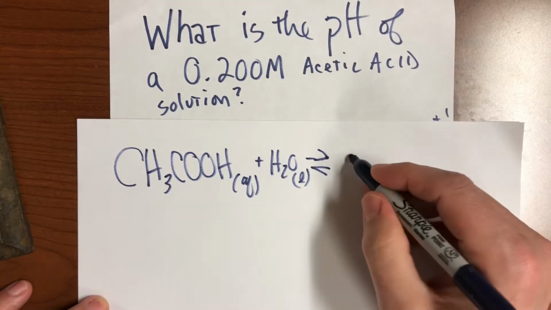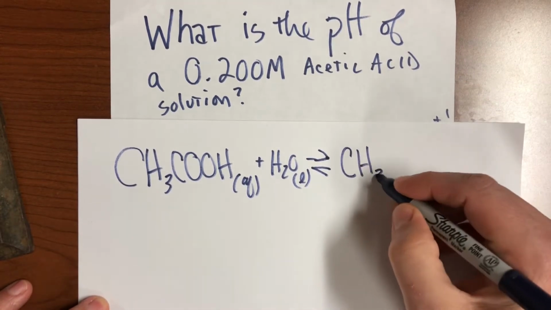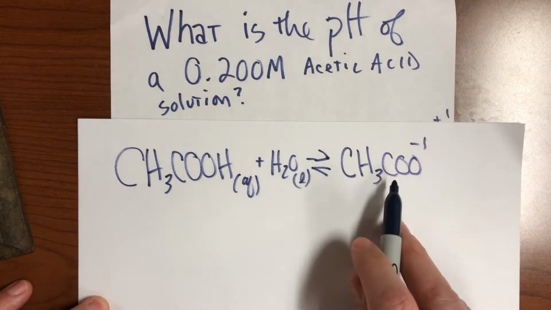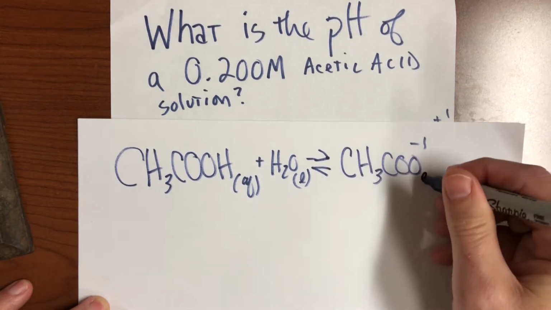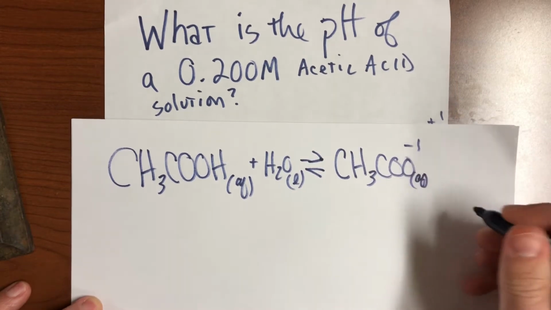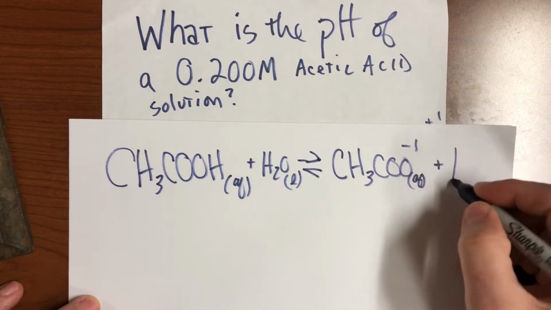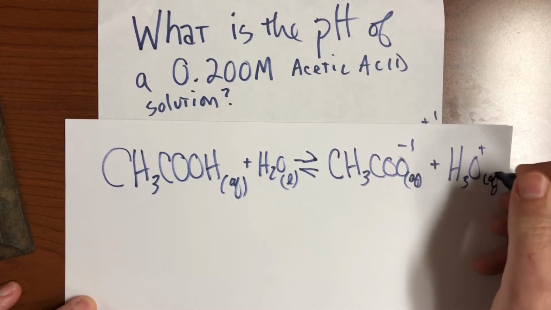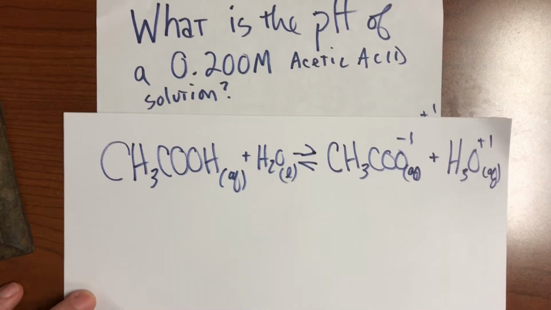a double arrow here. And it's going to produce the conjugate base here, acetate ion, in solution, aqueous. And of course, as with any acid, it's going to make hydronium ion. So there's our reaction.